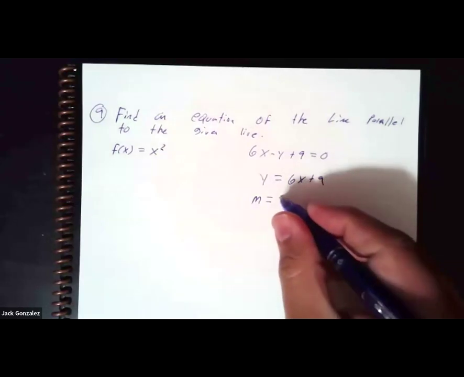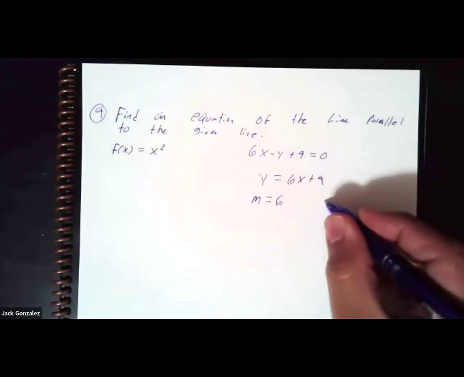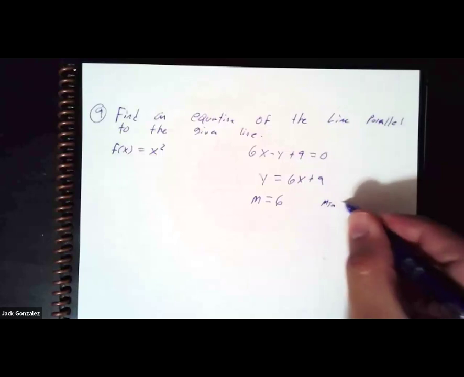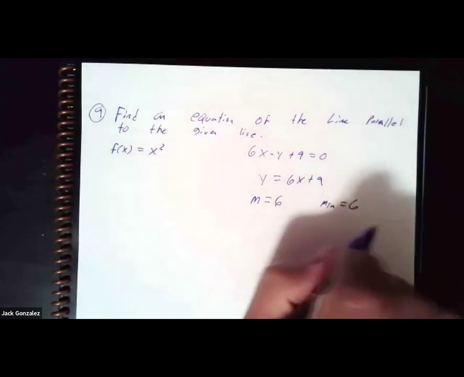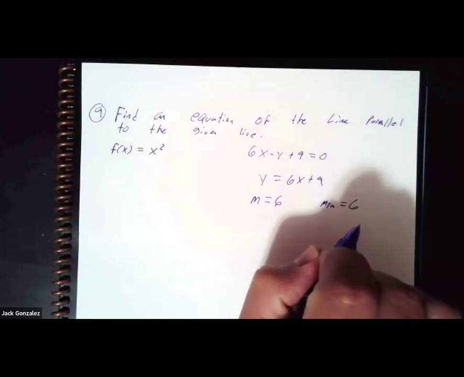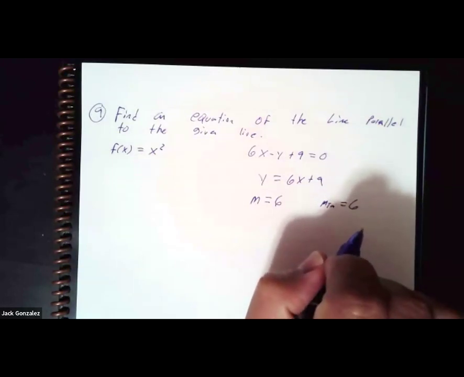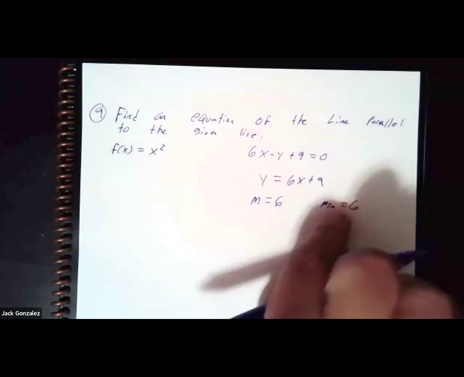Yeah, it's just 6, right? So that means the slope of the tangent line has to also be 6. Does that make sense? How we know this?